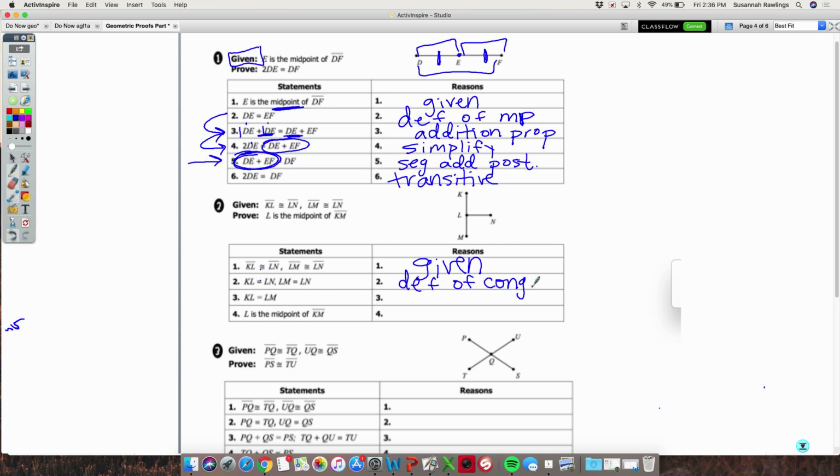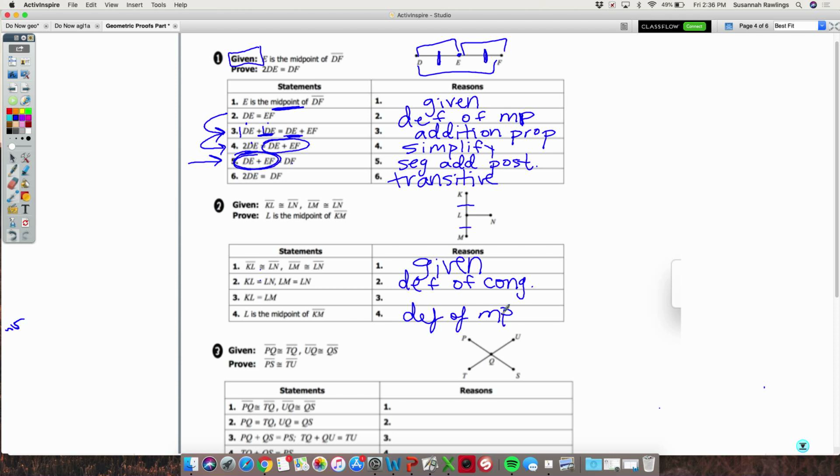My last step said that KL was congruent to LM, so therefore it must be a midpoint. We saw that keyword. So what were we thinking for that last step? Definition of a midpoint. The only thing there that you want to check, it could be step 3, so you do want to look for that keyword midpoint and line it up.